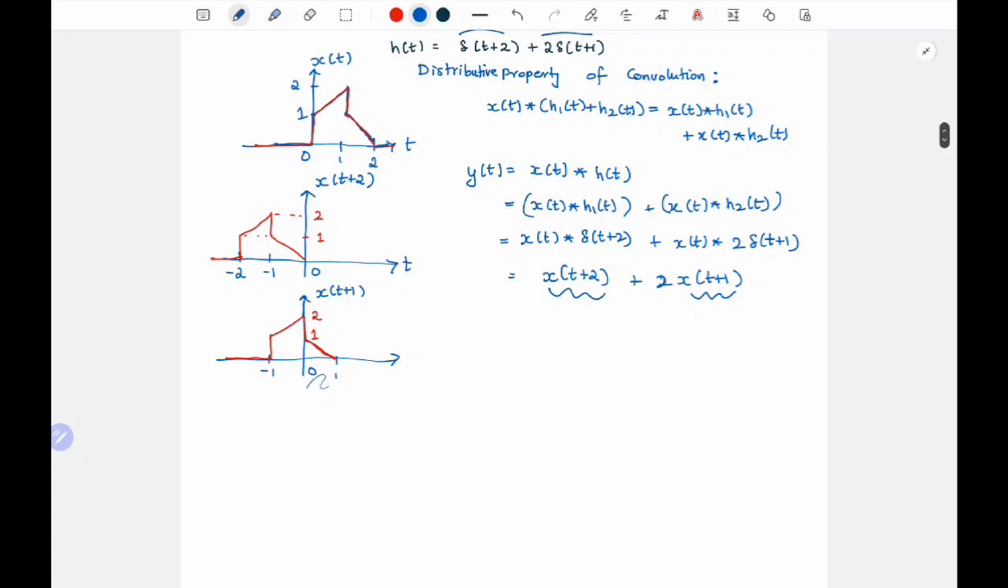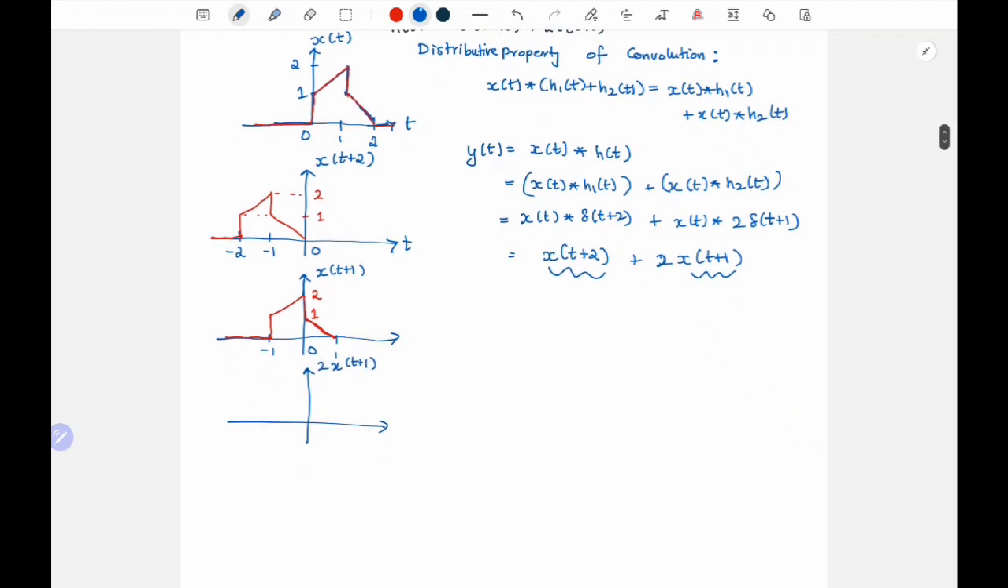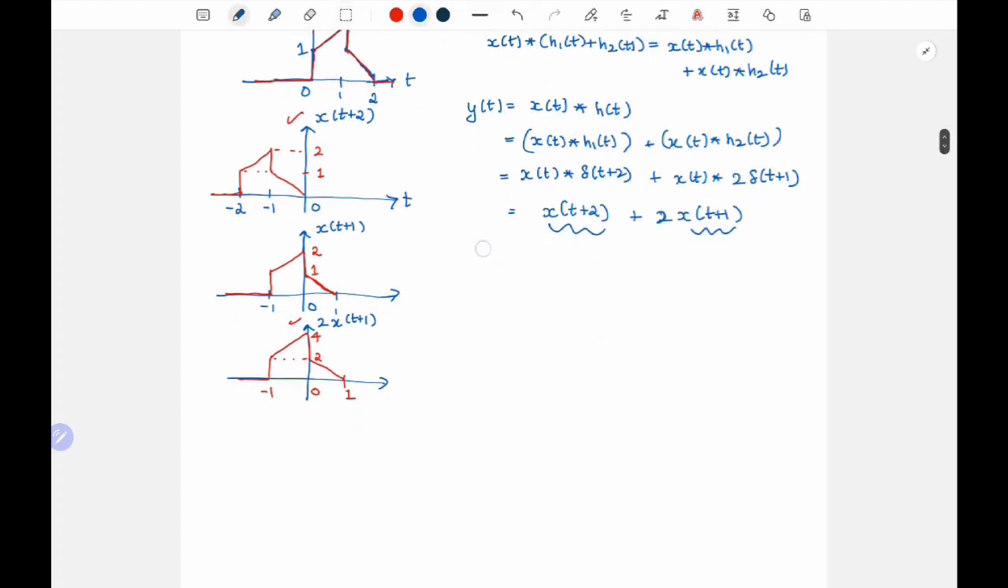So now we need to add 2x of t plus 1. So we'll draw 2x of t plus 1. So how does this look like? So this is 2 to start with now, right? And then it goes to 4, drops back to 2 and then comes to 0. So this is at minus 1, 0 and 1. Now we need to add these two signals. So let us try to add them.